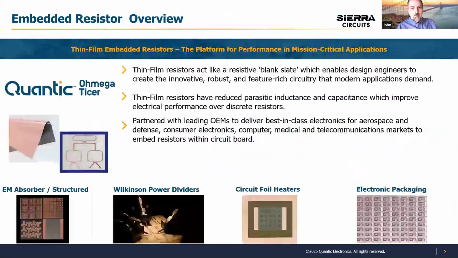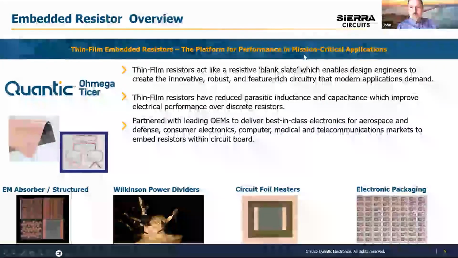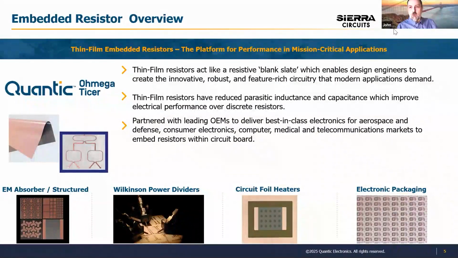So if you look at our material, one of the nice things about the embedded resistor material, it's a resistor layer on a copper foil, but it's basically a blank slate. You can actually use it to do whatever you want as far as a pattern goes. You're not restricted to having it be like a rectangle or a square or something. It gives you quite a bit of design flexibility.